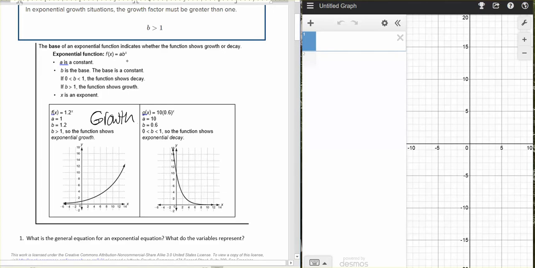So here's an example of a graph for growth. It starts out kind of slow and then it rises pretty quickly. Decay over time will decrease and it'll approach y equals 0, but it'll never touch it. So this is decay.